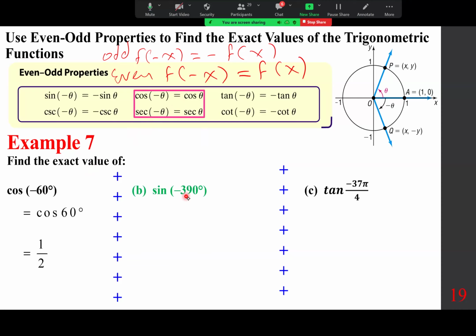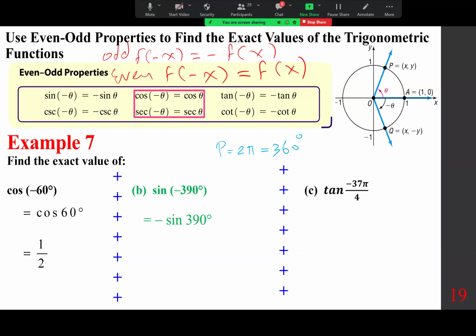Sine of negative 390, we take the negative out because it's an odd function. We also recognize 390 is larger than 360. By the way, when 2 pi is a period, so is 360 degrees, okay? So for sine and cosine, if the period is 2 pi, it's equal to 360 degrees. Sometimes we say 2n pi, 2k pi, or 360 times n or k. And for tangent and cotangent, pi or n pi.